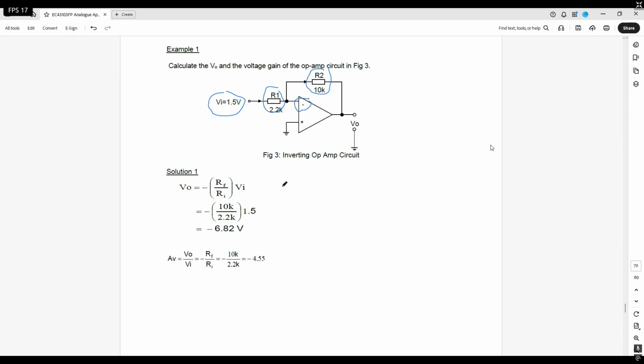So the solution, of course, uses the formula we have just seen to calculate the output voltage. You want to calculate the output voltage, and this is the formula given just now, before we came to this example. So just put in the values accordingly. RF, remember, is the feedback resistor. You can see the loop here.